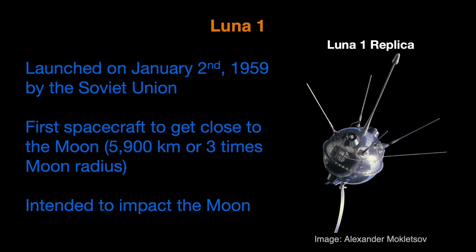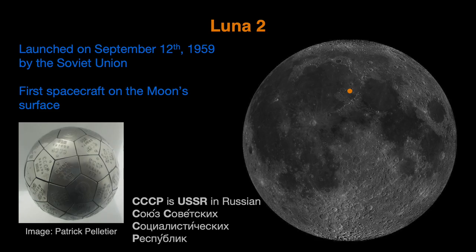On September 12, 1959, the Soviet Union achieved the goal of impacting the moon with the Lunar 2 mission. Lunar 2 became the first spacecraft on the moon's surface. I've shown the location of the impact site with an orange circle. The impact site is located within Mare Imbrium, close to the future Apollo 15 landing site. The Soviet Union sent two spheres as shown with markings of CCCP, which is the Russian abbreviation for the Union of Soviet Socialist Republics, or USSR.